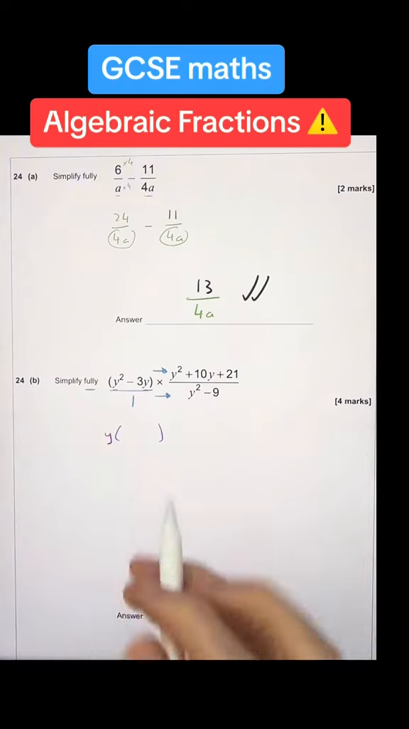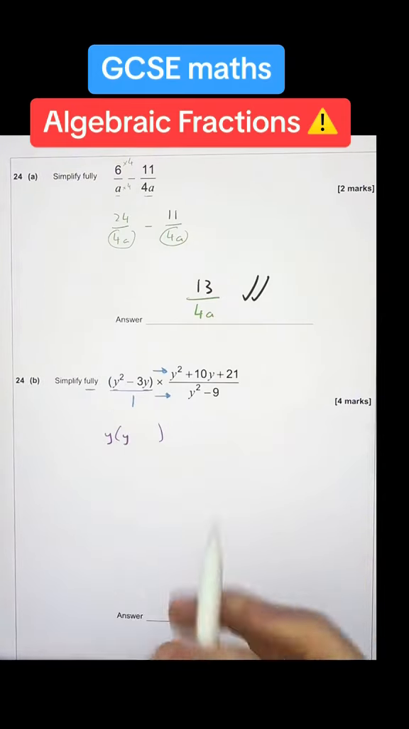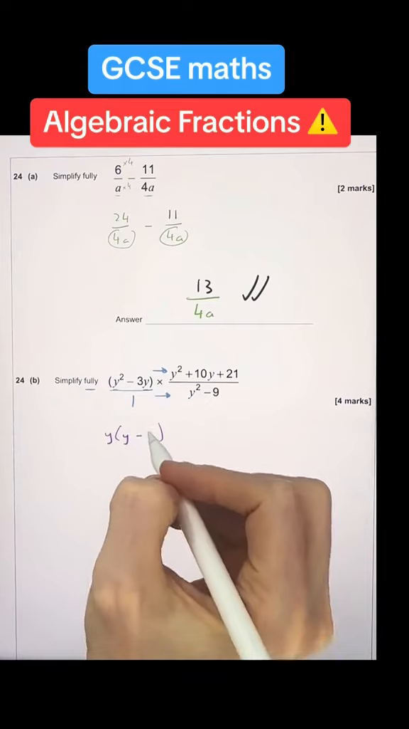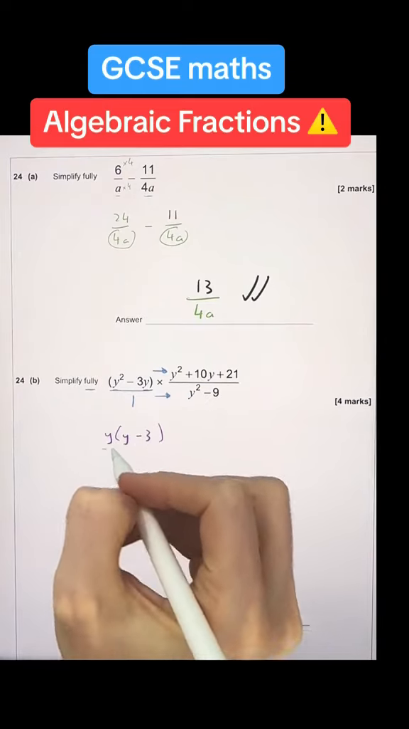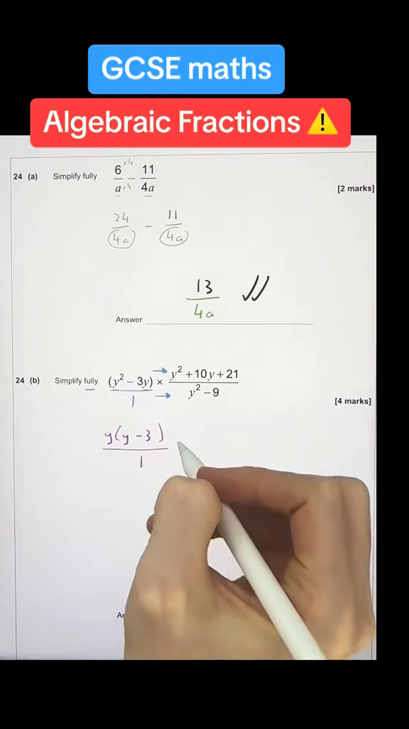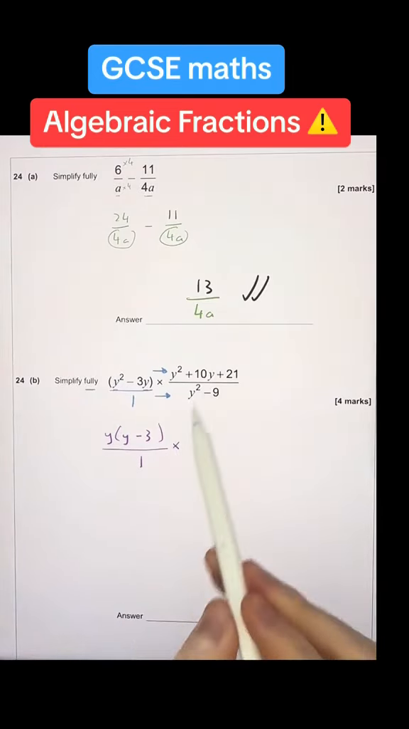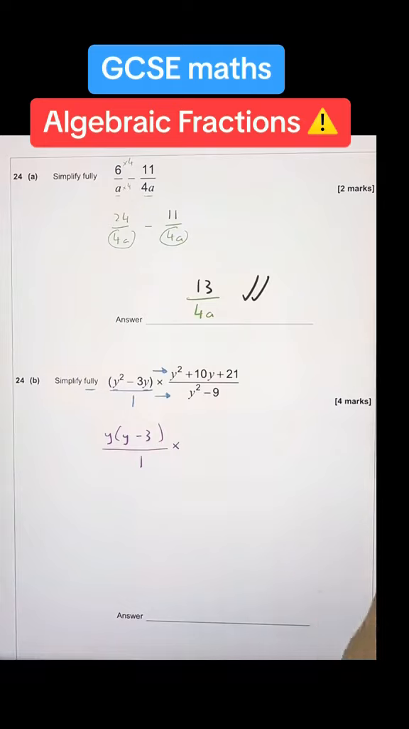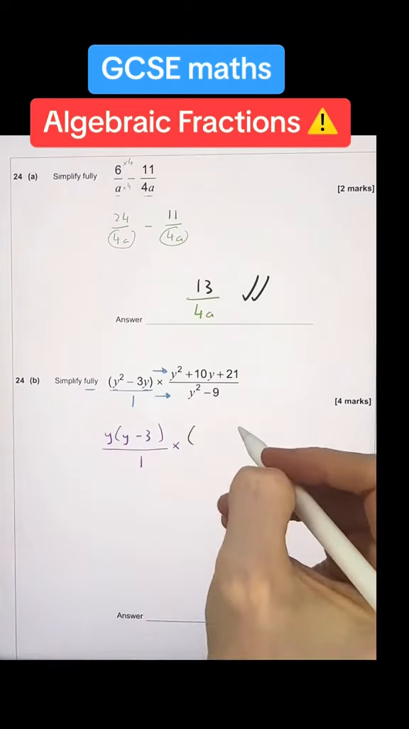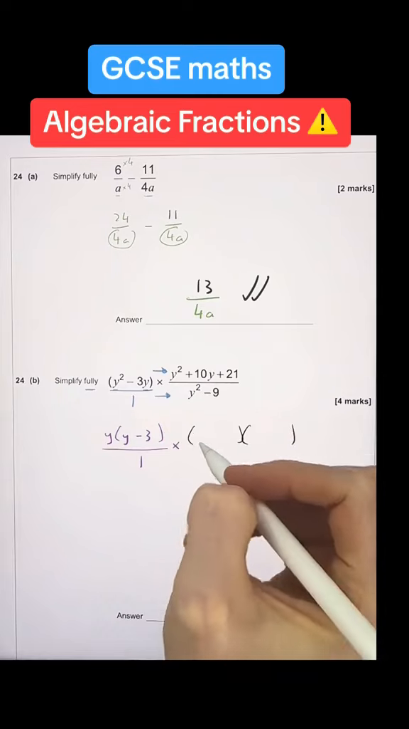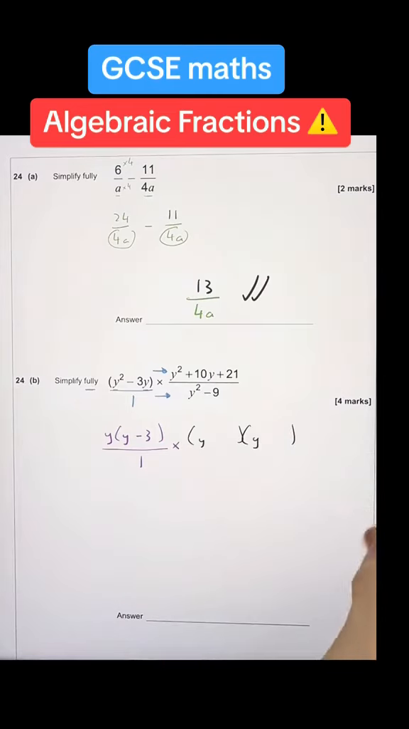What do I times y to get back to y squared? Well, I'm missing y. What do I times y to get back to negative 3y? I'm missing negative 3. And the bottom, I still have it over 1. I'm now multiplying by, if you've got 3 terms are quadratic in terms of y, we know it's going to factorise into what we call double brackets. As the quadratic starts y squared, I know each bracket will start with a single y.